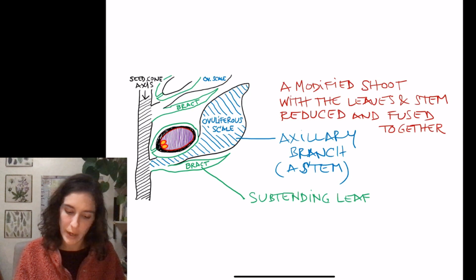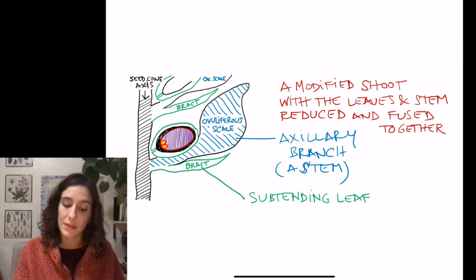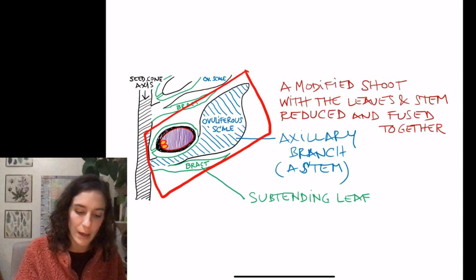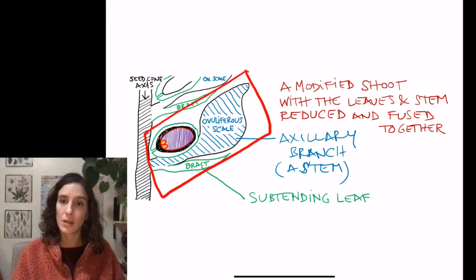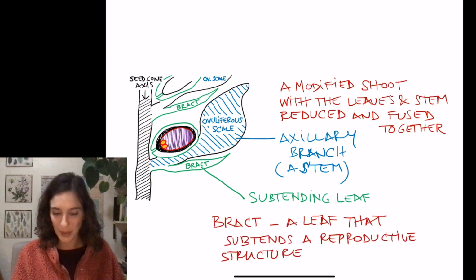Okay, right. So it's really a modified shoot with the leaves and stems reduced and fused together. That's what this whole unit is. This whole one unit right here. And that means a cone, a strobilus, a megastrobilus. It's just a branch with a bunch of branches. Okay. Hopefully that wasn't too mind-blowing.